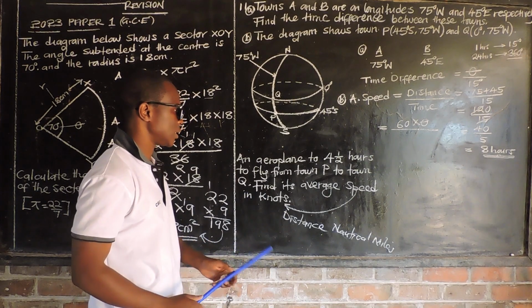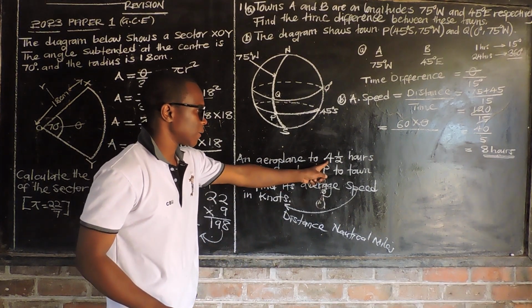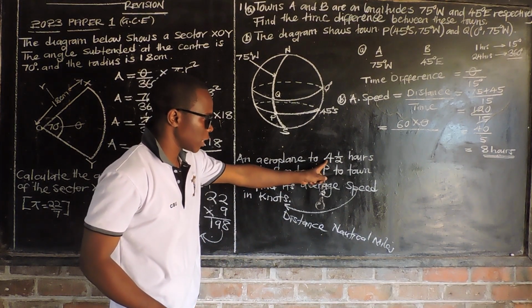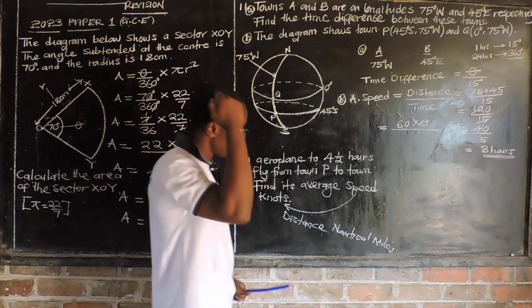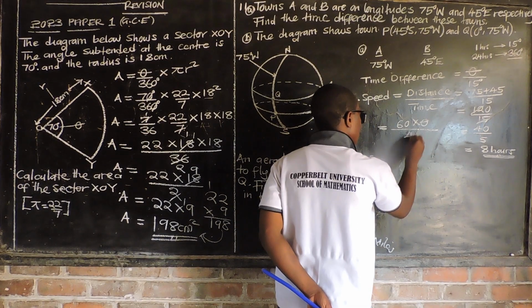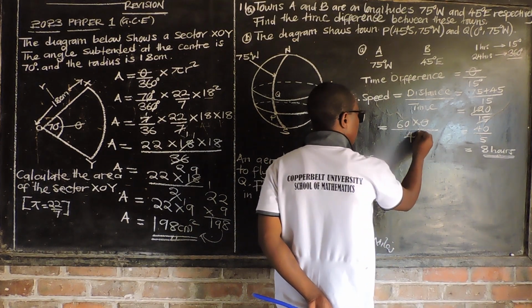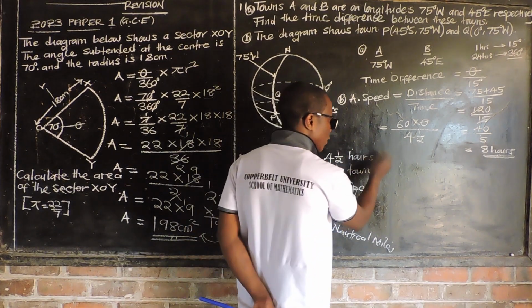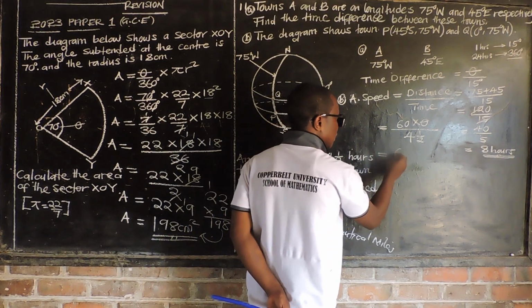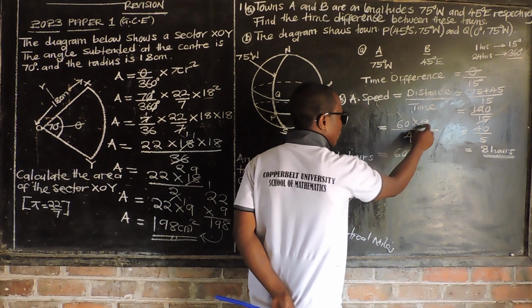Time has been given to be 4 as a whole number, then 1 over 2 as a proper fraction. Let me just go direct and say this is our time: 4 and 1 over 2. Then we can move on and say 60 multiplied by theta.